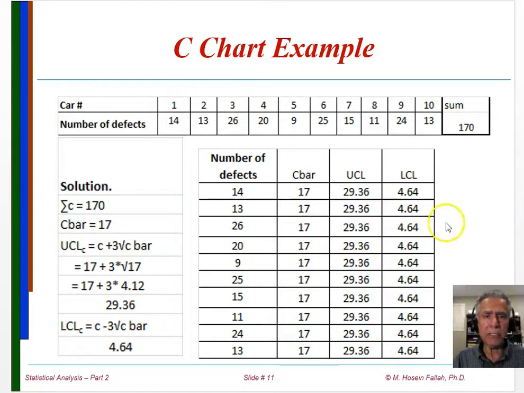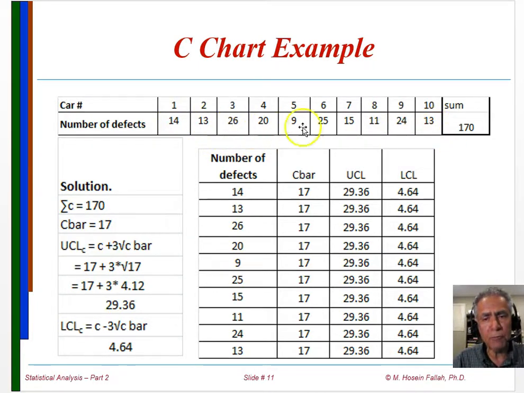So let's look at an example. I talked about the car, so let's say that we are checking the cars for the number of defects on the car as they're coming off the production line. So this is car number 1, 2, all the way to number 10. And the first one had 14 defects, 13, 26, 15, all the way to the last one, 13.